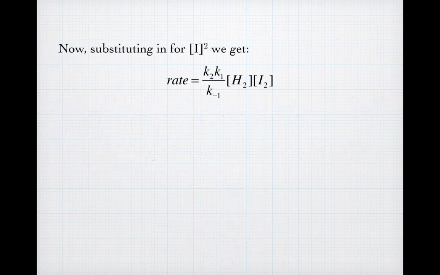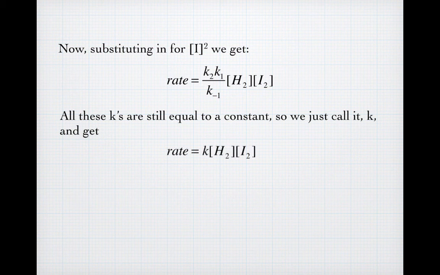Now we're going to substitute in that value for I squared into our original reaction rate law. So we get rate equals K2, K1 over K minus 1, concentration of H2 times concentration of I2. Now we have a K times a K divided by another K. Those are all constants, and so constants times constants divided by constants is just another constant. So we can rewrite our reaction rate law as rate equals K, concentration of H2 times concentration of I2. Again, it gives the appearance that this is a one-step mechanism, but in fact, it is not.